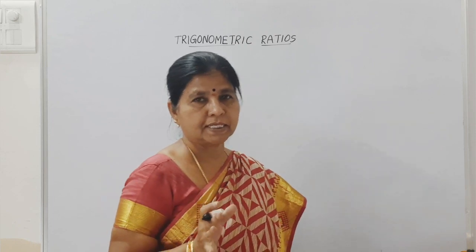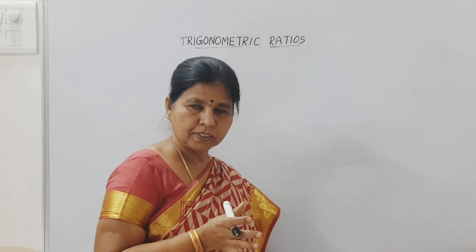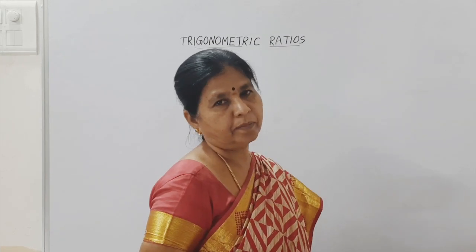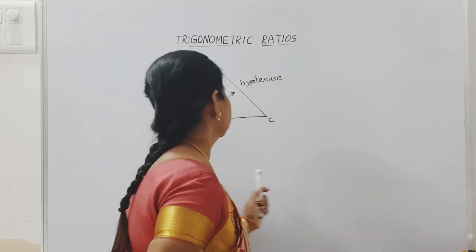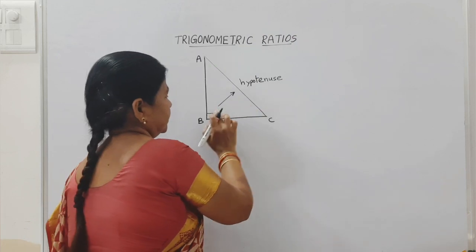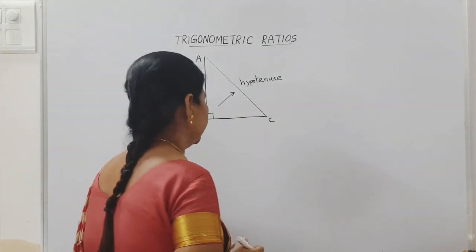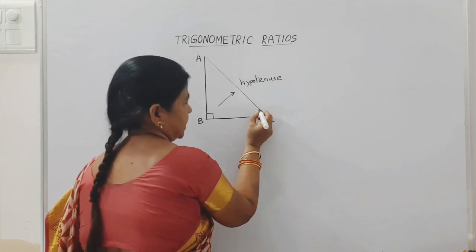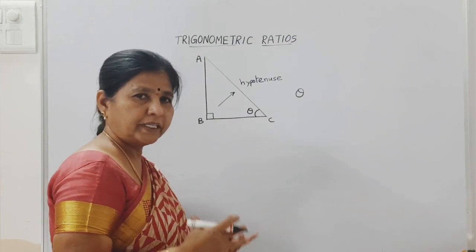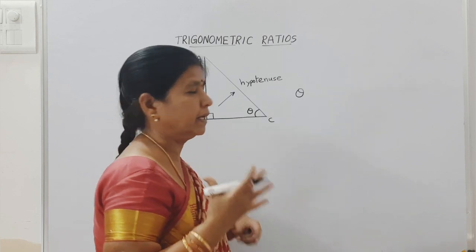Now we are going to discuss trigonometric ratios. These trigonometric ratios are the pillars of trigonometry, to study trigonometry. Now let us consider a right angled triangle. We know that the side opposite to the right angle is the hypotenuse. Let us consider one angle, any angle. Let us take this angle as theta. What are the trigonometric ratios? The trigonometric ratios are nothing but the ratios between the sides of the triangle.